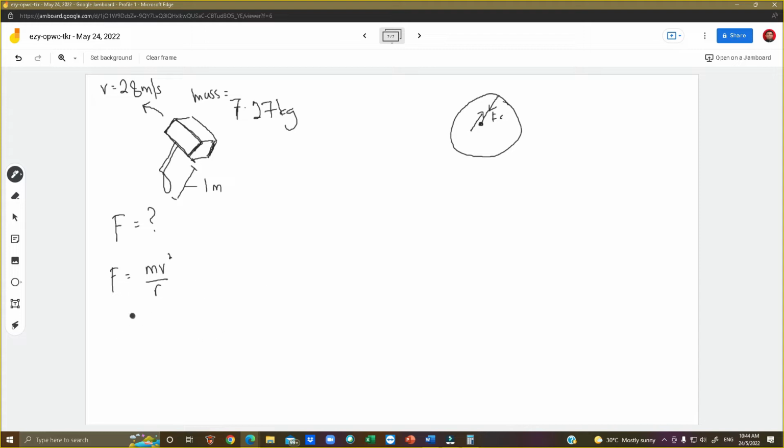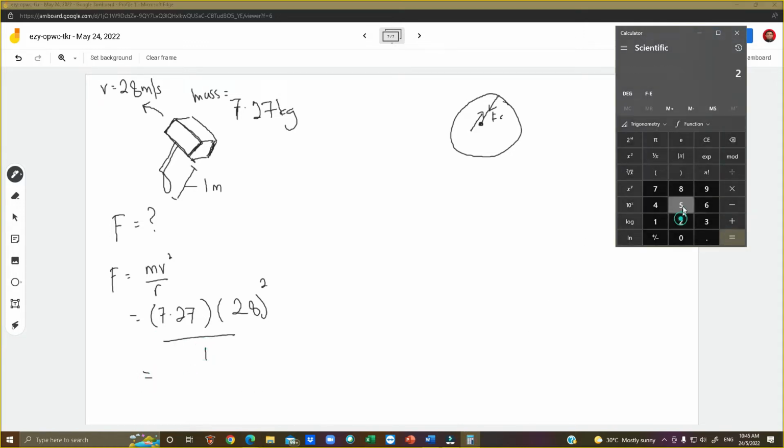Okay. So mass dia berapa? 7.27. Velocity dia berapa? 28 square. Okay, lagi apa kita ada? Radius dia berapa? 1. 28 square kali dengan 7.27. Berapa? Oh, ambil kau.